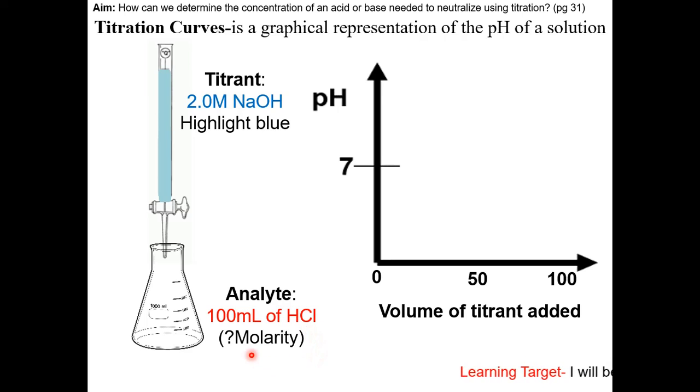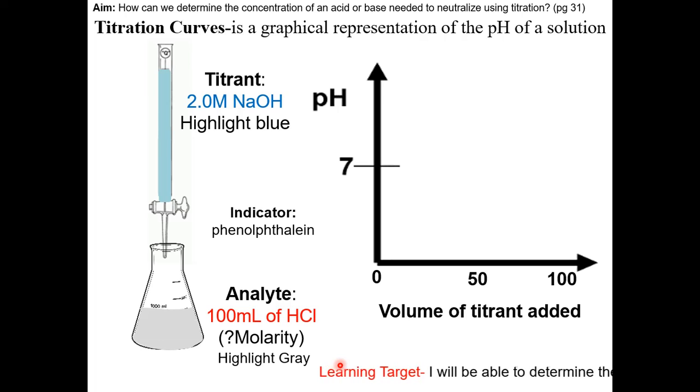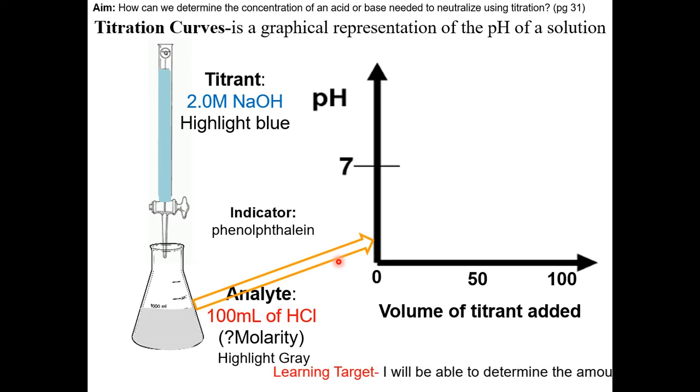molarity of HCl. We're going to add 100 mLs of HCl into this flask. HCl is highlighted gray. Next, we're going to add the indicator, which is phenolphthalein. Now the setup is complete and we can begin the experiment. We will be recording the pH of the solution inside the flask. So currently, the pH is less than 7 because HCl is an acid.